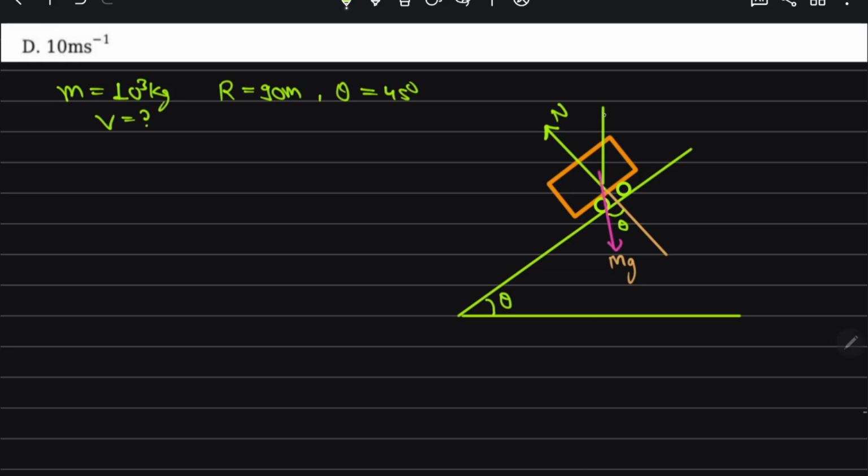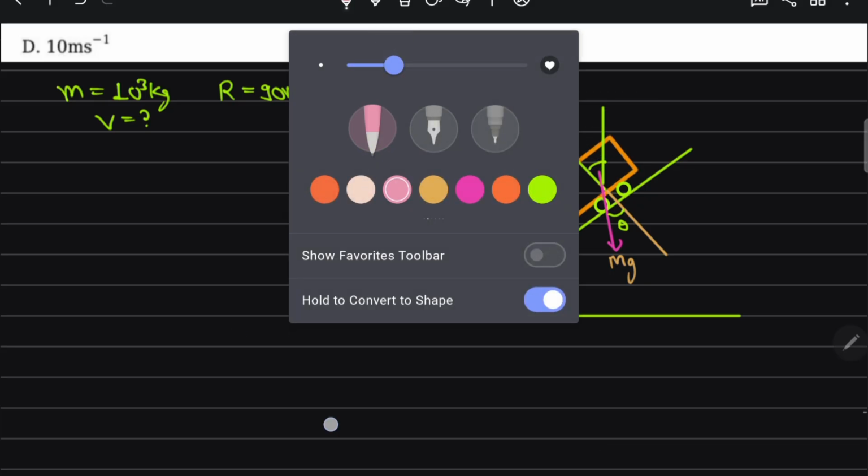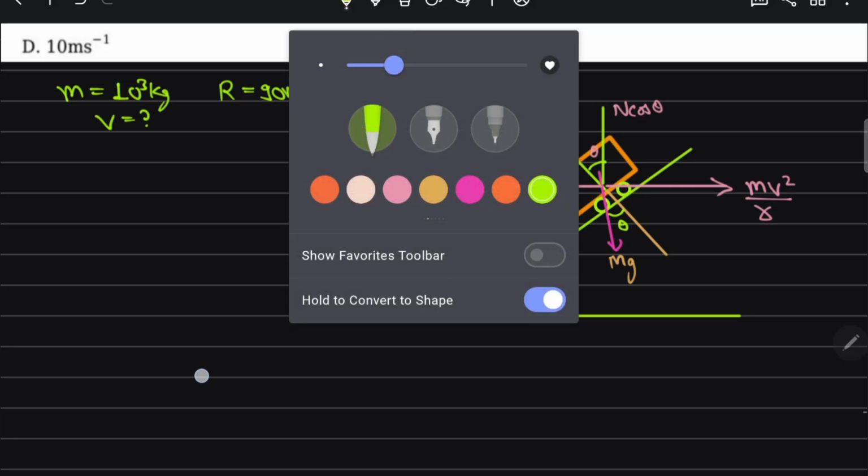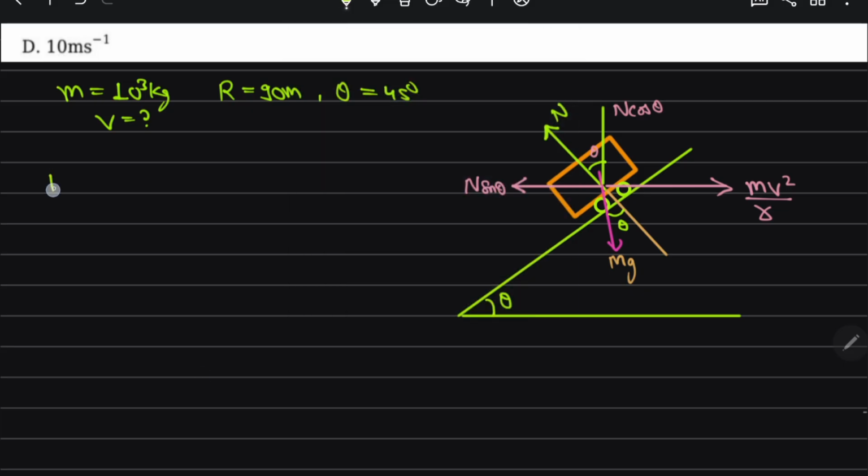Here you see, if I draw this, this is theta. Sorry, if I resolve this component, this is also theta. So this is n cos theta, and this is n sin theta. And the centrifugal force acting away from it is mv square by r. So here you see that n cos theta is equal to mg.